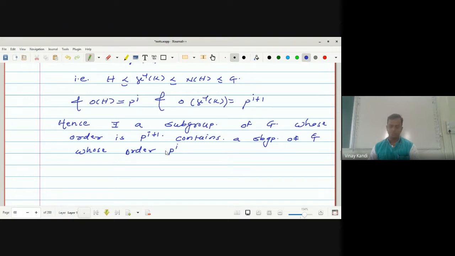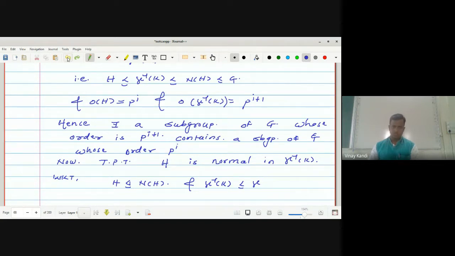Now we have to prove that this H is normal in sigma inverse of K. Second statement. Now we know by the theorem that H is always normal in N of H. N of H is the largest subgroup of G containing H. And what is sigma inverse of K? It is again a subgroup of the normalizer of H, from this one. This is the normalizer of H.